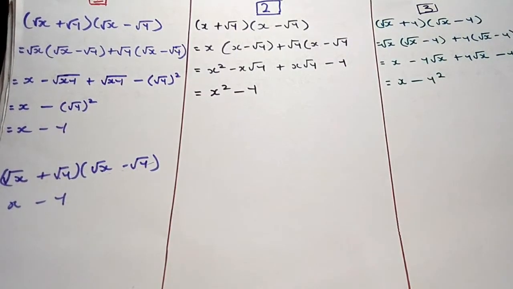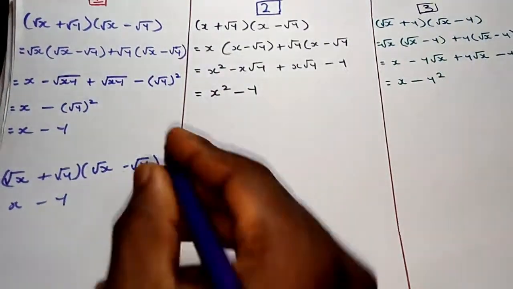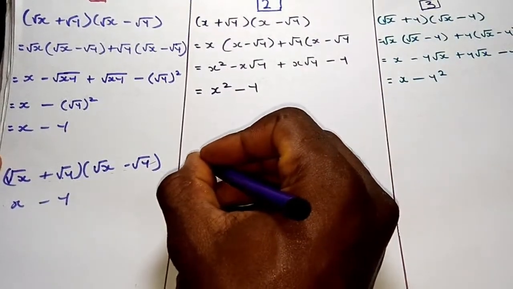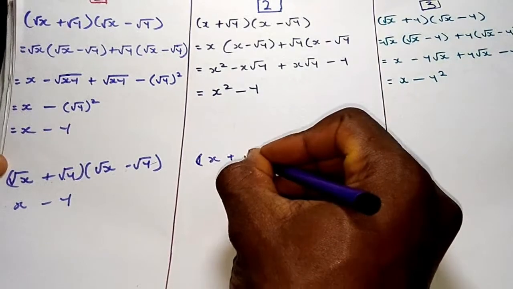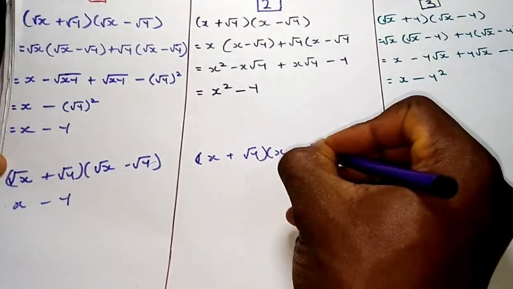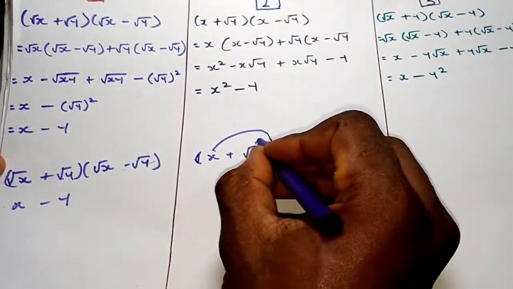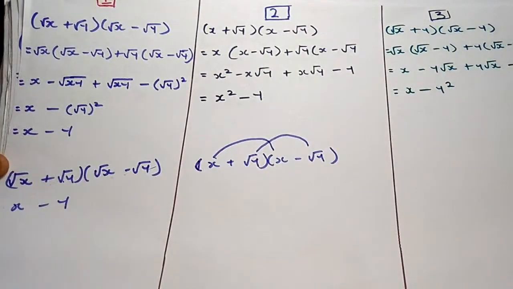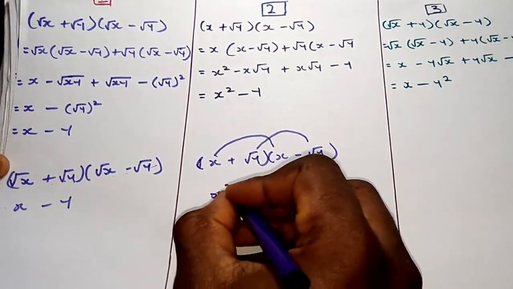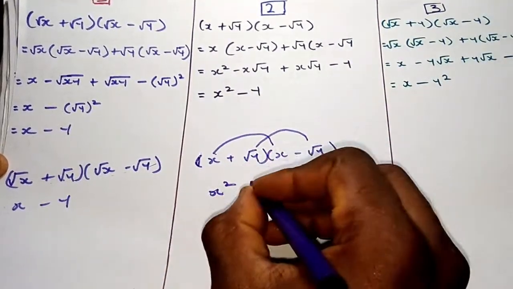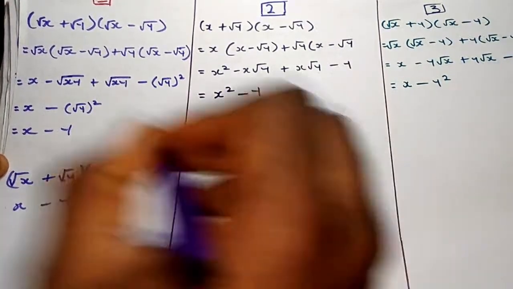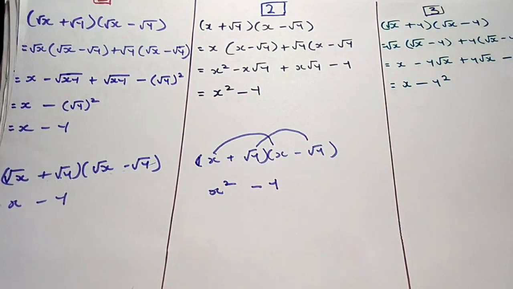And let's see if it works with the other one. If we have this, it's just x plus root y, x minus root y. Now, following the trick, we're going to multiply this with this and this with this. Notice that x times x is going to give us x squared, and root y times root y is going to give us just y. You notice that a root multiplying by another root is going to cancel out, so we just have a natural number there. So it works exactly the same for that last one too.